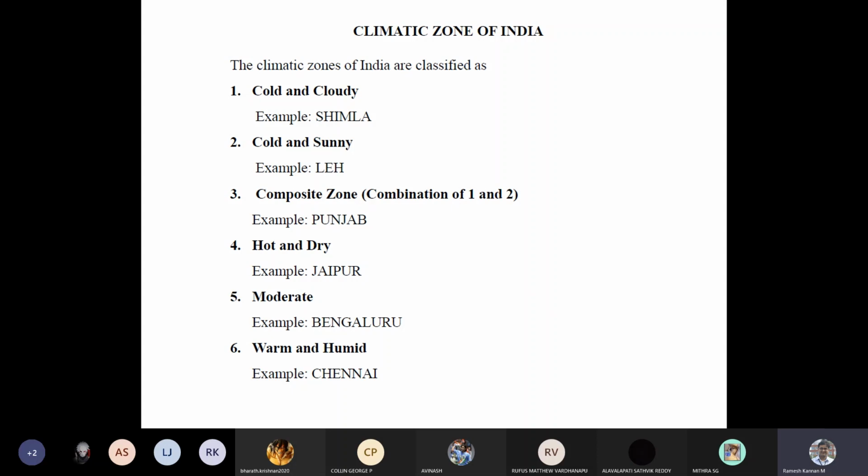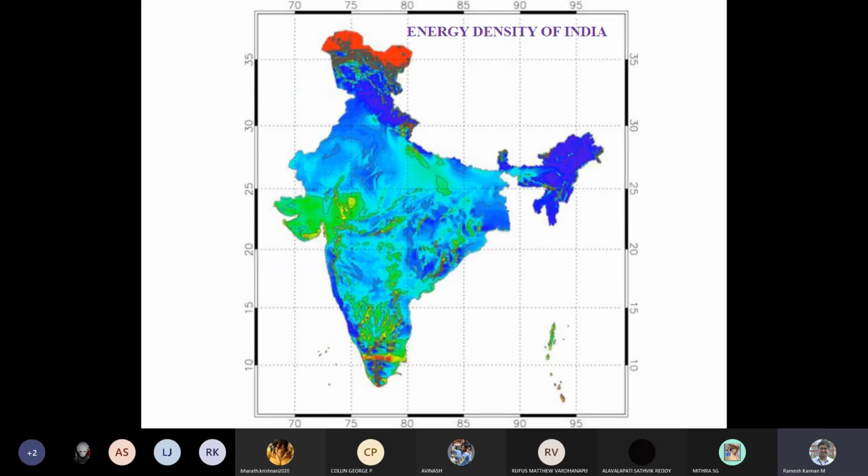It's kind of a desert region with dry air. Chennai is humid, but it is generally not hot, it comes under warm and humid, right? And moderate is Bengaluru, or Bangalore in the older name. They experience very cool temperatures during winters and moderate temperatures during summer. It will not be very hot as in the case of Chennai. Warm and humid, the example is Chennai, the coastal regions of our country, down south or across the Bay of Bengal side. So this is typically the climatic zone map of India. I don't have the legend, but you can see this is cold and cloudy, and this is warm and humid, and these are moderate regions.